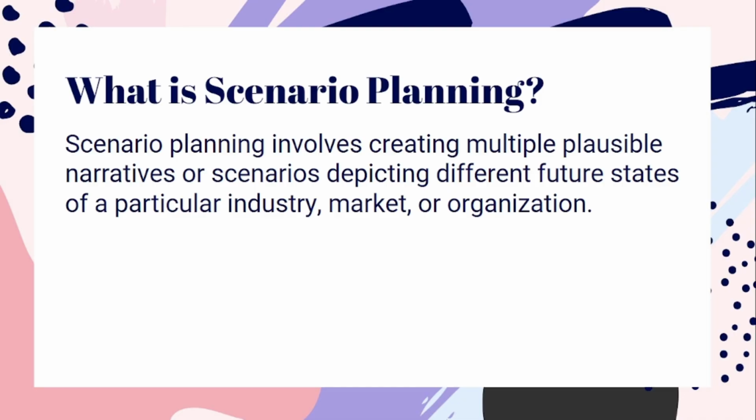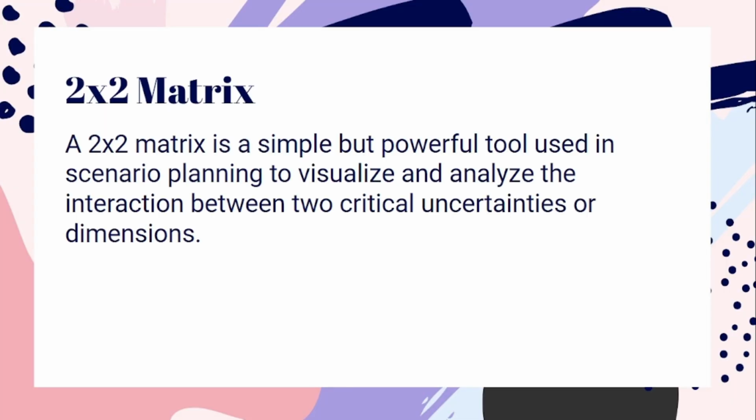There are many tools for executing scenario planning. In this lesson, we'll discuss a popular tool known as the 2 by 2 matrix scenario planning. A 2 by 2 matrix is a simple but powerful tool used in scenario planning to visualize and analyze the interaction between two critical uncertainties or dimensions. This matrix helps in generating multiple scenarios by considering different combinations of outcomes for each uncertainty.